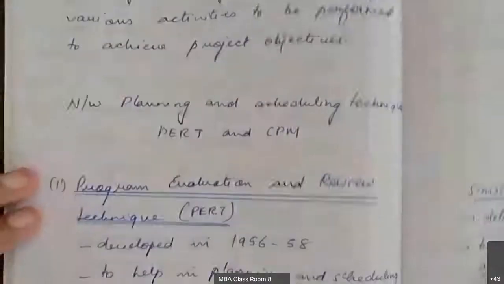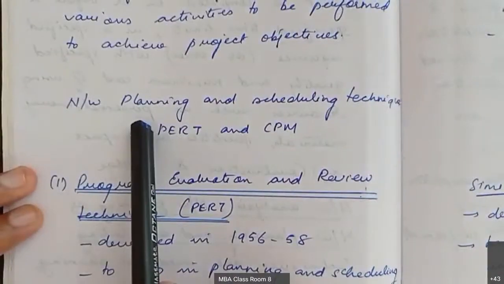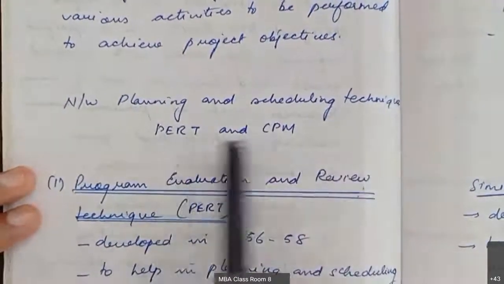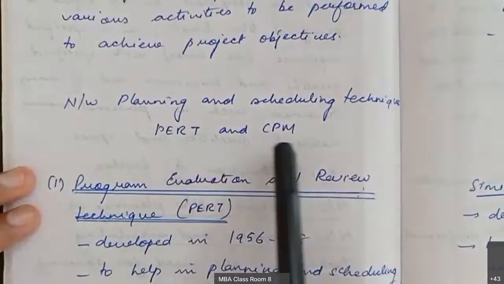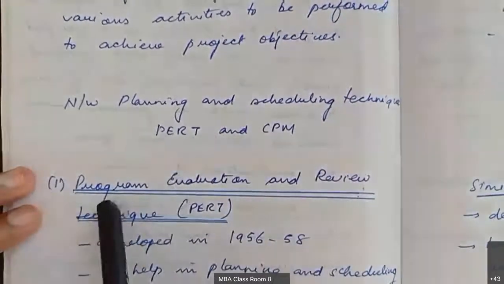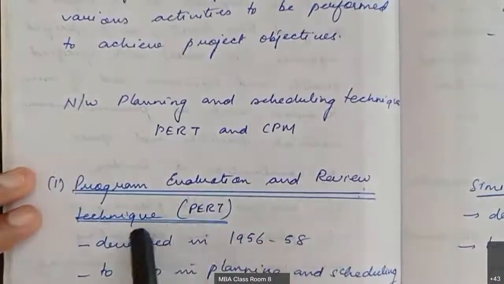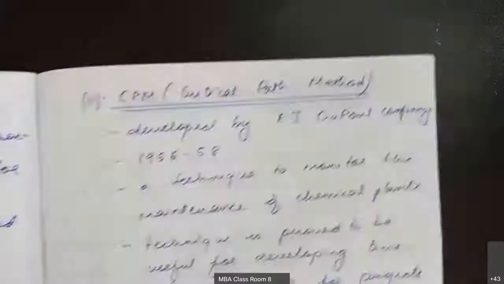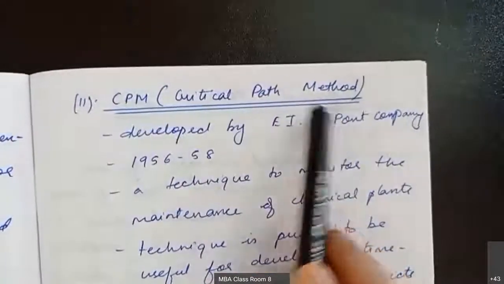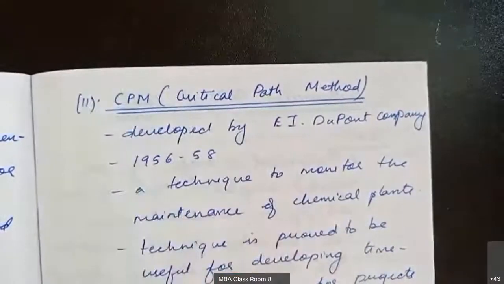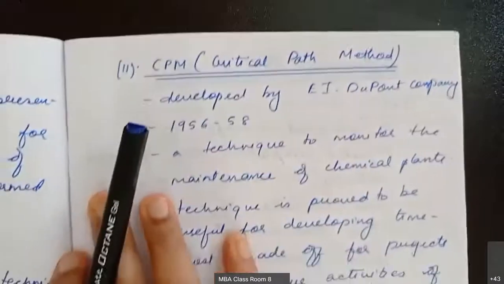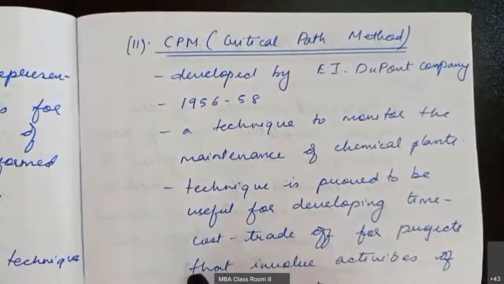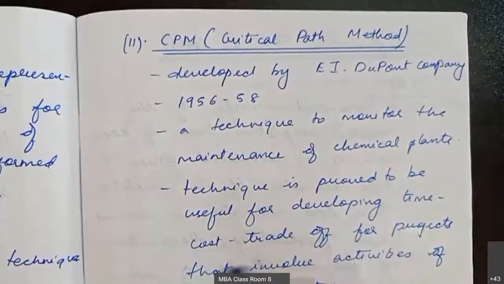Now for analyzing a network and for planning and scheduling activities, we have two techniques, PERT and CPM. PERT stands for Program Evaluation and Review Technique. Then we have the Critical Path Method, that is CPM. For example, you have to study the differences between CPM and PERT: what is CPM, what is PERT, and what are the similarities between CPM and PERT.